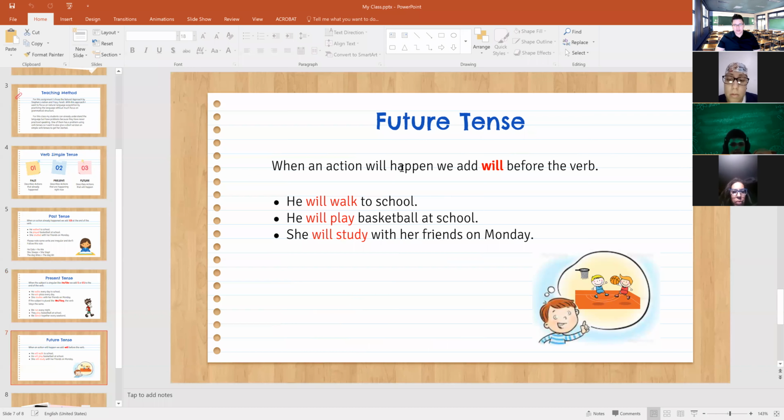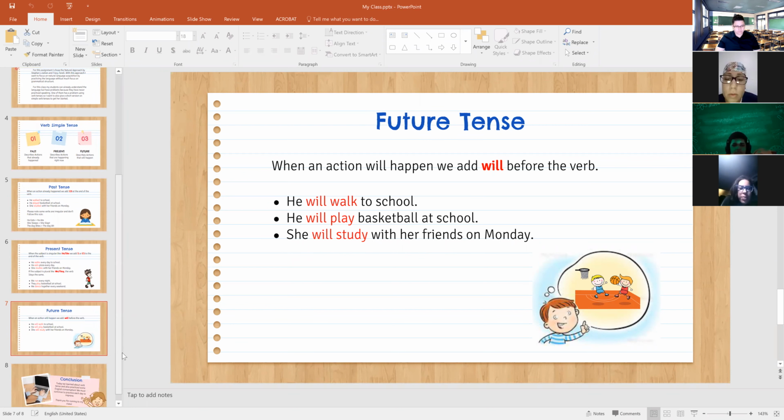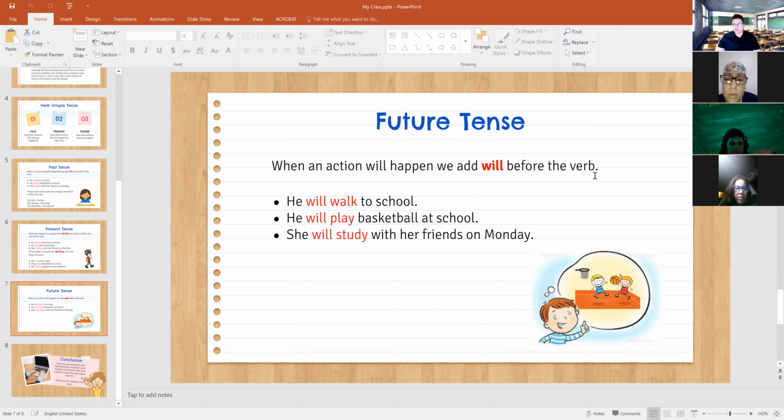Okay, and the next, which we already studied, is the future tense. When the action will happen, all you have to do is add will before the verb. You add will. For example, he will walk to school. He will play basketball at school. She will study with her friends on Monday. You understand? Yeah. And I have a question. If you will play, I don't need to add ed.